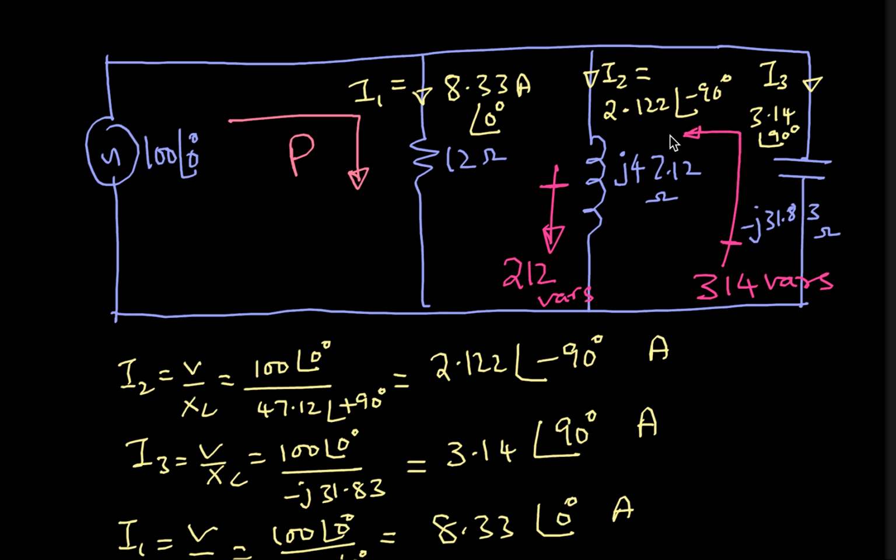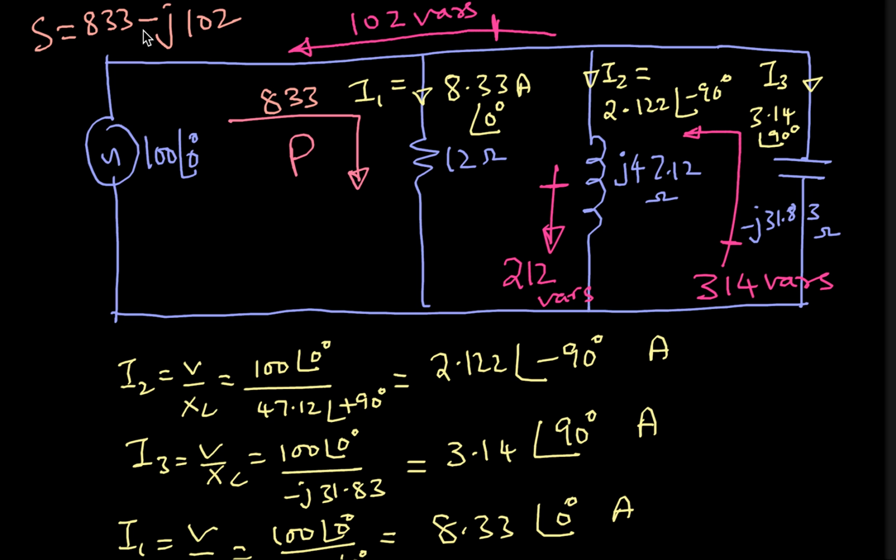So out of the 314 watts, 212 watts are being consumed here. So the remaining watts go back to the supply. So you notice 314 watts are coming out of the capacitor, 212 watts are going into the inductor. The remaining watts, volt ampere reactive, is 314 minus 212, so 102. So this net power, as we calculated, is 833. So therefore the complex power is 833 minus J102. So why is this minus sign coming here? Because the net circuit is capacitive, so it comes like this.